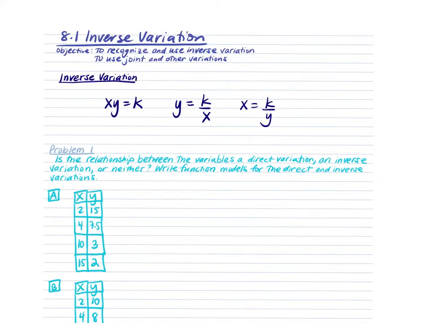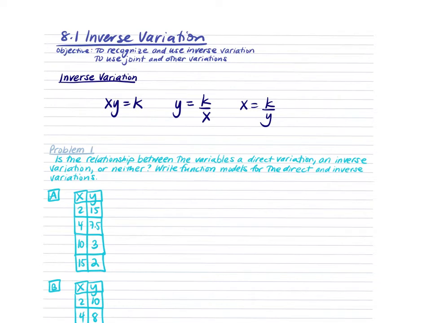Hey, this is the video lesson for Algebra 2, Lesson 8.1, Inverse Variation. In this lesson, we're going to recognize and use inverse variation, and we don't get to joint and other variations. We just stop with inverse. Inverse variation is when y equals some constant divided by x. This is the main one.